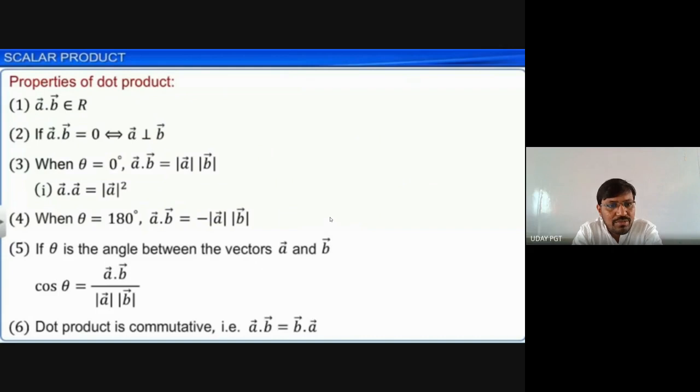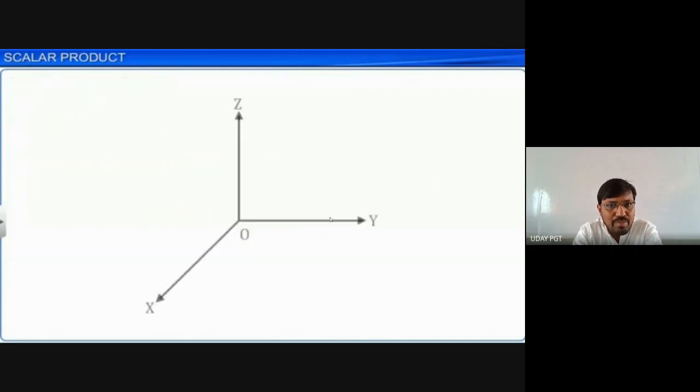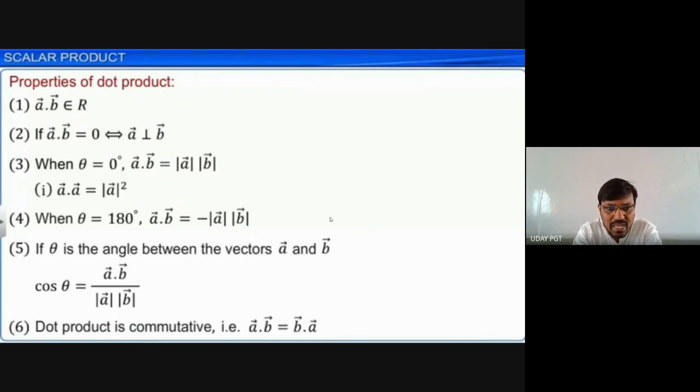If they are parallel, meaning on the same side, coincident lines, we will get the magnitude of a bar square. If one is on one side and the other is on the other side, then also we are going to have the magnitude of a bar square.